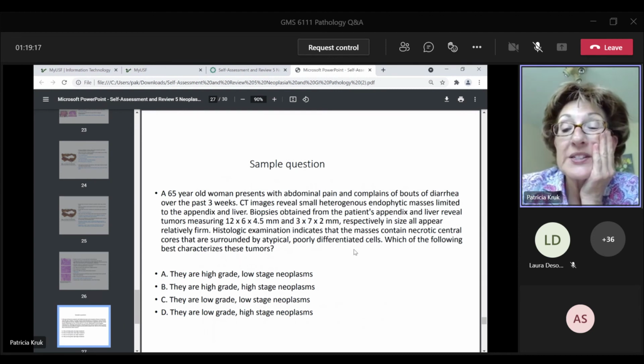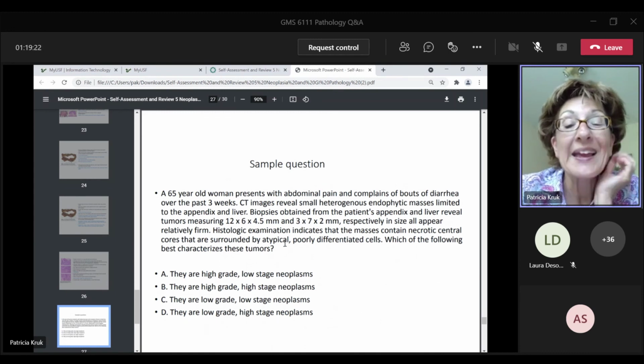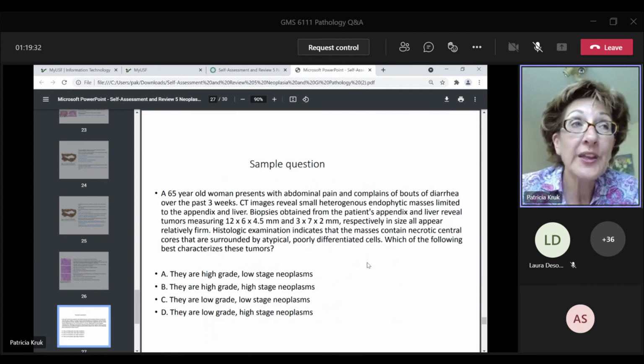Histologically, we see that these masses contain necrotic central cores that are surrounded by atypical, poorly differentiated cells. So how would we describe these in terms of their grade? And the grade means histologically, what do they look like? How close to their normal histology do they look? Their stages, are they confined overall to their site of primary cancer, or have they spread?